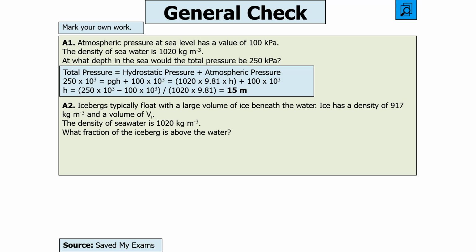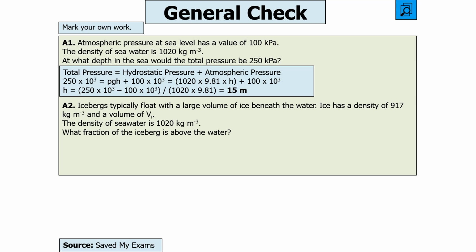Well, what's the hydrostatic pressure? The pressure in the actual liquid. Well, we do rho times g times h. So 1020 times 9.81 times h. We know that the total pressure, it says to be, is 250 times 10 to the 3. We can therefore rearrange it and make h the subject. So we work out our answer to be 15 meters.